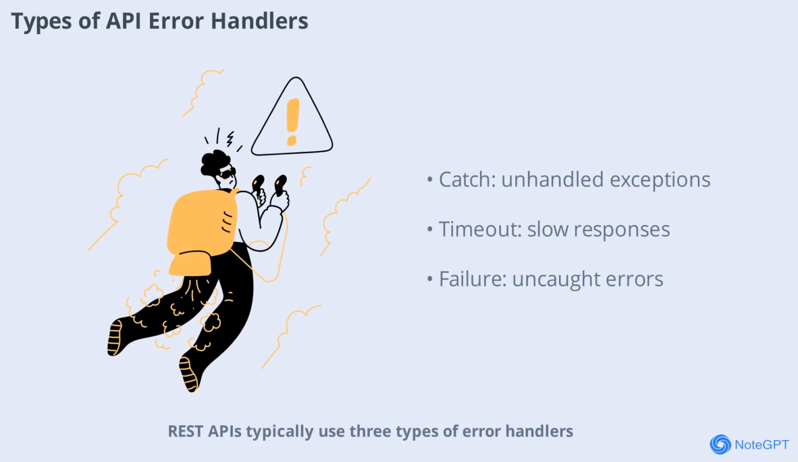REST APIs typically use three types of error handlers: catch for unhandled exceptions, timeout when a response takes too long, and failure for errors not caught by the other handlers. Each handler routes the error to the appropriate response, ensuring that clients receive clear and actionable feedback.